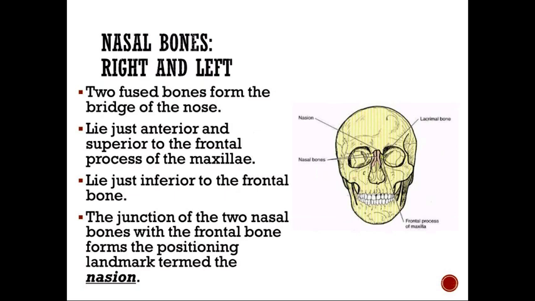The nasal bones also have a right and left nasal bone. The two fuse to form the bridge of the nose. They lie just anterior and superior to the frontal process of the maxilla. They lie just inferior to the frontal bone, and the junction of the two nasal bones with the frontal bone forms the positioning landmark that we refer to as the nasion.